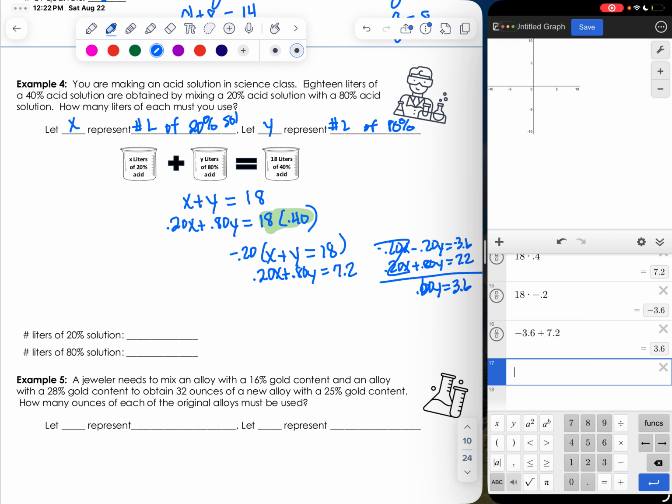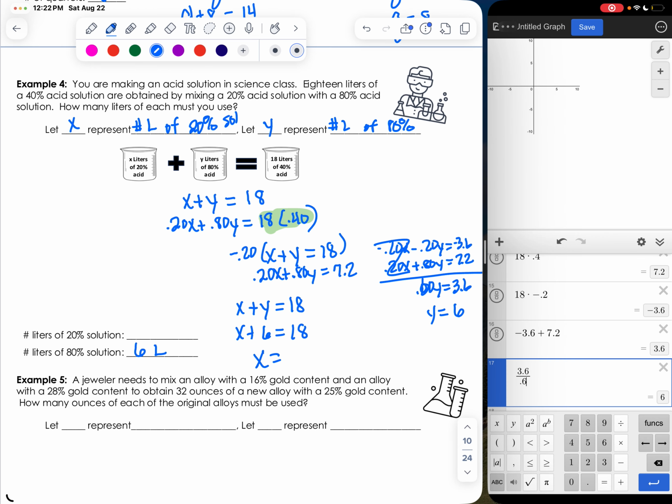Now I'll divide. 3.6 divided by 0.6 gives me y equals 6. So y represented the 80% solution. So I know there are 6 liters of the 80% solution. So I'm going to take that and plug it back into my original equation. So I know x plus 6 is 18. So subtract 6 to get 12. So there are 12 liters of my 20% solution.